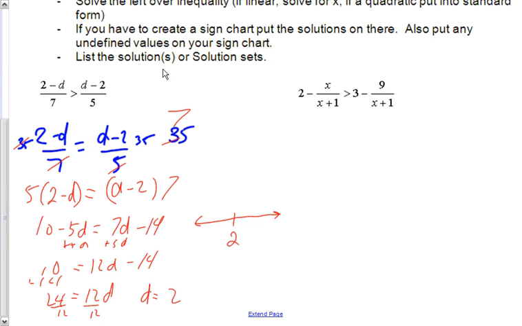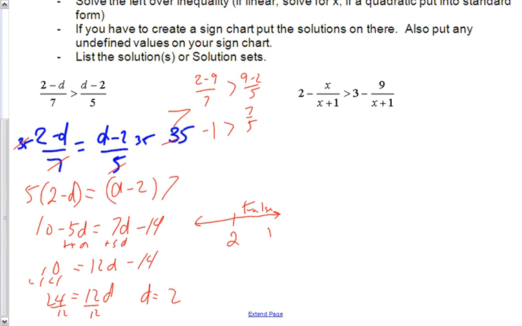Let's try 9. 2 minus 9 over 7 is negative 1. That's why I picked it. And then 9 minus 2 over 5, well, that's 7 over 5. Is a negative greater than a positive? That's not true. So I'm going to write that as false. Now pick a number less than 2 over here.